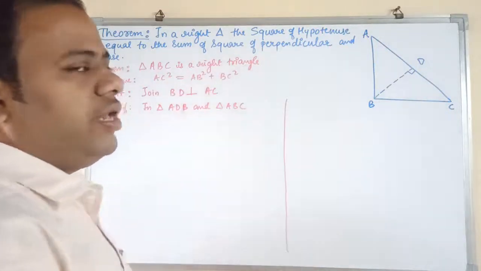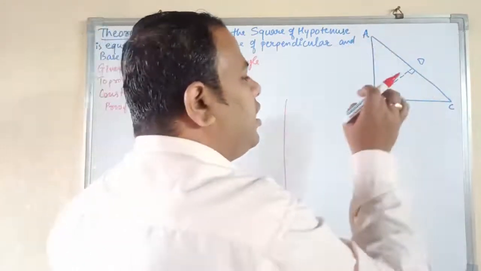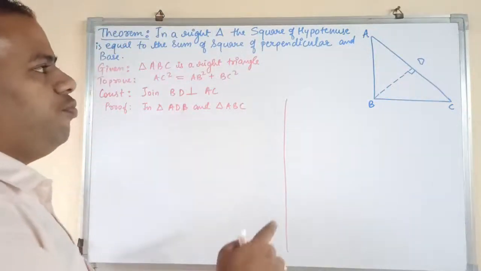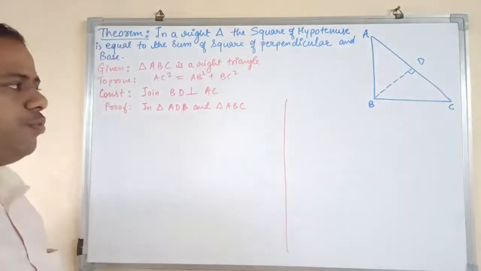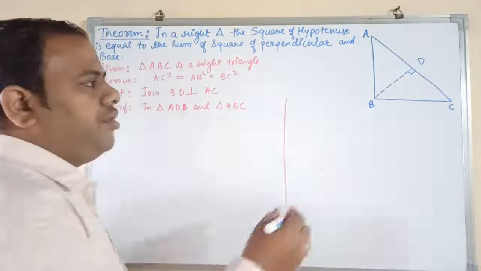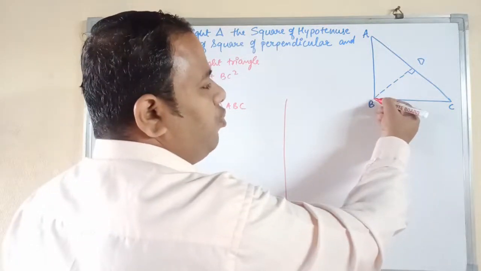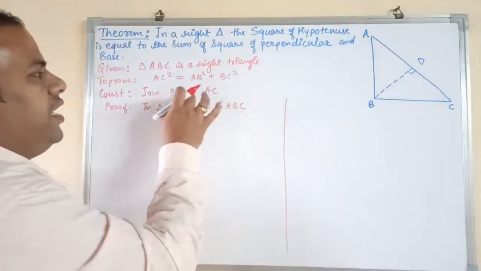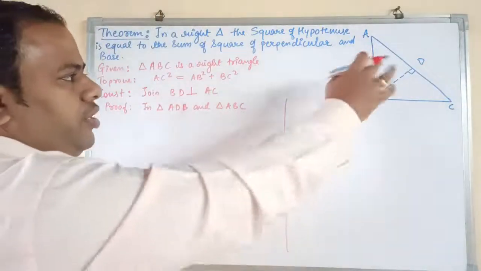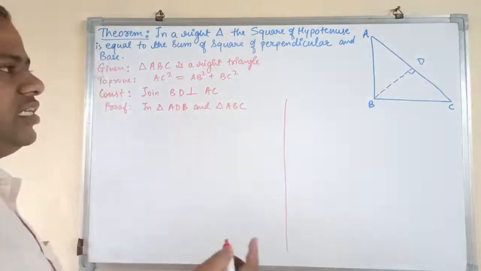We have been given a triangle ABC right angled at B. So we have to prove that AC square is equal to AB square plus BC square. Let's start with the proof. Construction we have to do here. We have to draw a line from vertex B to AC such that BD is perpendicular to AC. You can see the figure here. So let's start with the proof.